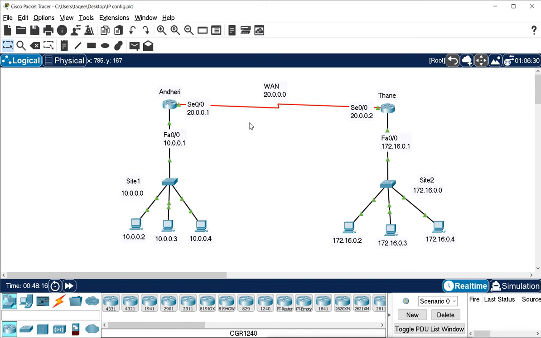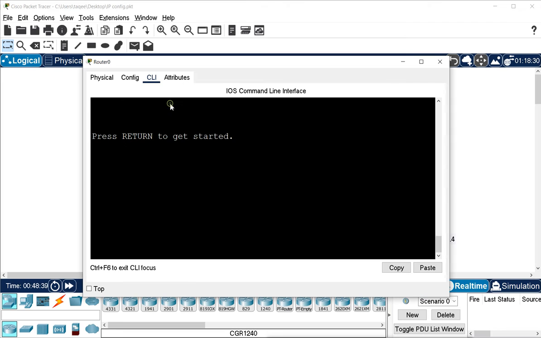Now our job is to connect site 1 to site 2. These are different networks, and these routers have to know about the other networks so that they can route. So we can create the routing table manually, and that is what is called static routing. I will go first through this router, Andheri.